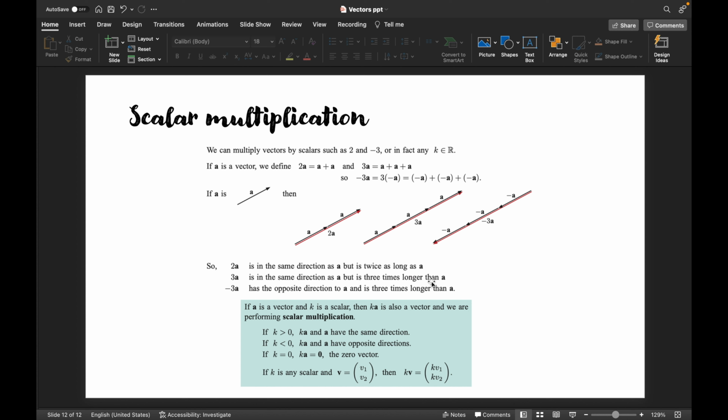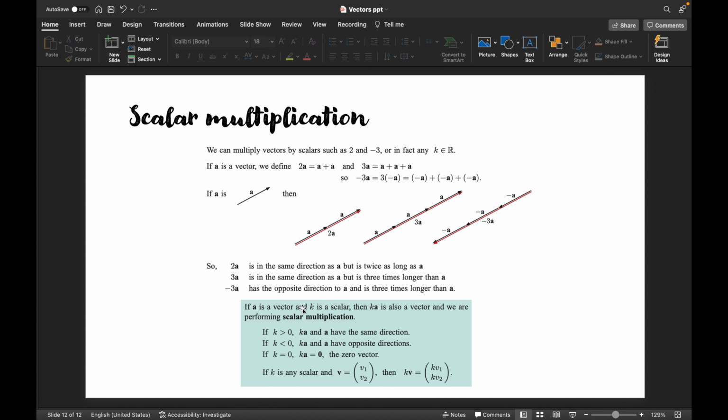The final topic under this is scalar multiplication. We multiply vectors by scalars such as 2 and minus 3. And it can be any real number. It doesn't have to be an integer and so on. So if A is a vector, we define 2A as A plus A and 3A as A plus A plus A. And so this would be A, 2A is just going to be double of that, and 3A, 3 times of this. And if we have a negative, it's going to switch direction. If it's going this way, it's going to go back.